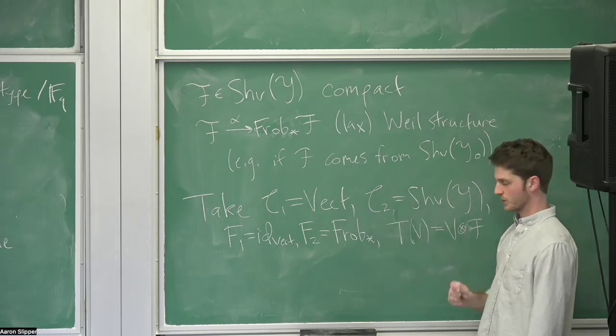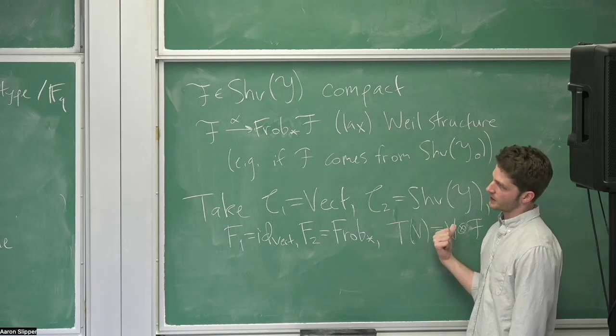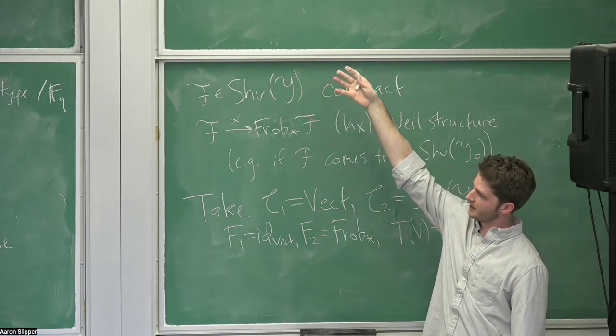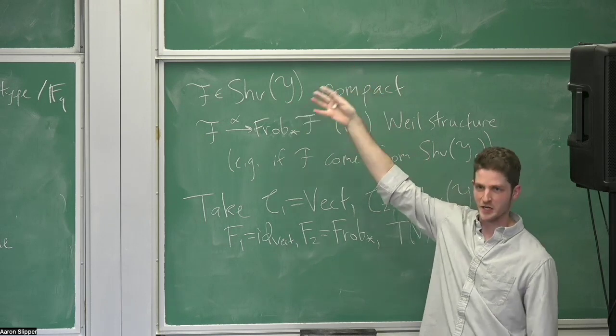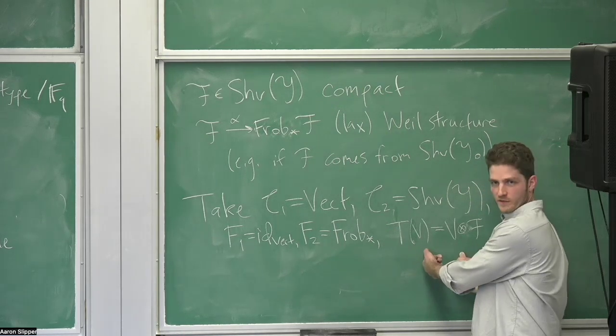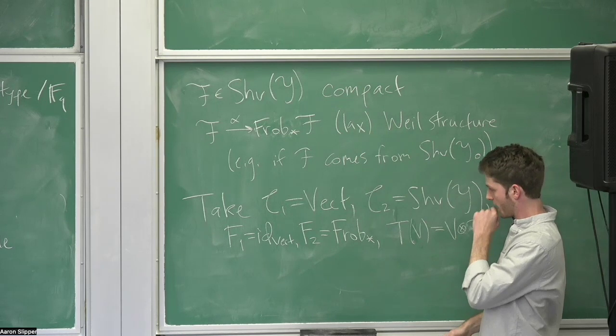From vect to sheaves. Now, the hypothesis that F was compact is exactly the hypothesis I need for this hypothesis that T has a continuous right adjoint to apply, right? Because that'll say that then this functor preserves compact objects and therefore has a continuous right adjoint. So that's why I needed to assume that was compact.